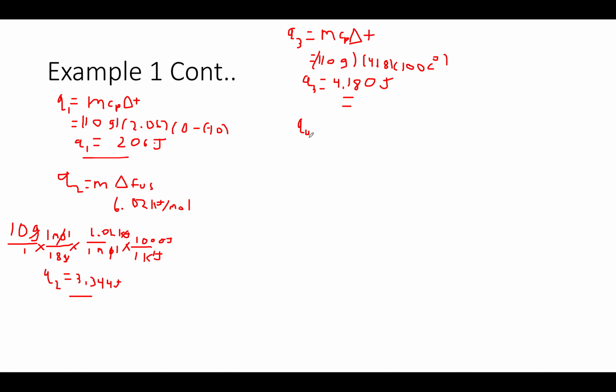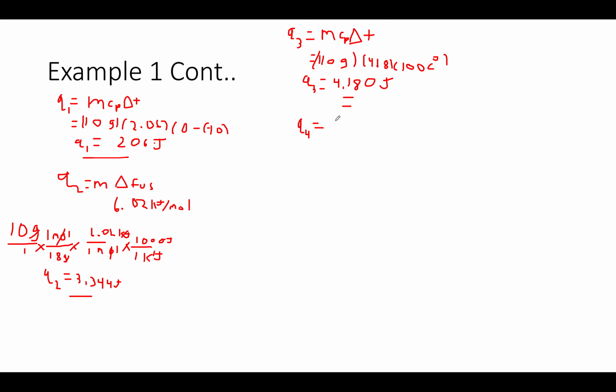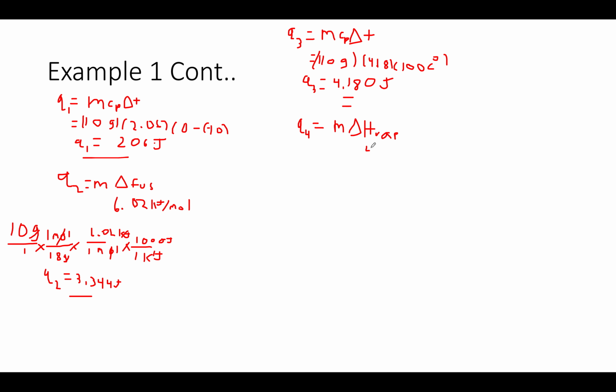Q4. Well, we have no change in temperature. We just have the heat of vaporization. So Q4 equals the mass of ice times the heat of vaporization. Now let's see what units we were given the heat of vaporization. 40.6 kilojoules per mole. No good. We need it in joules. So we're going to have to do a little bit of dimensional analysis, just like we did for the heat of fusion.